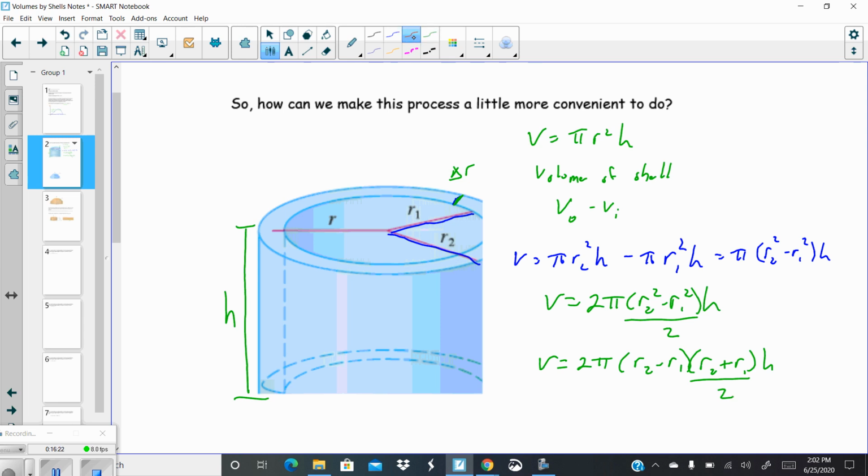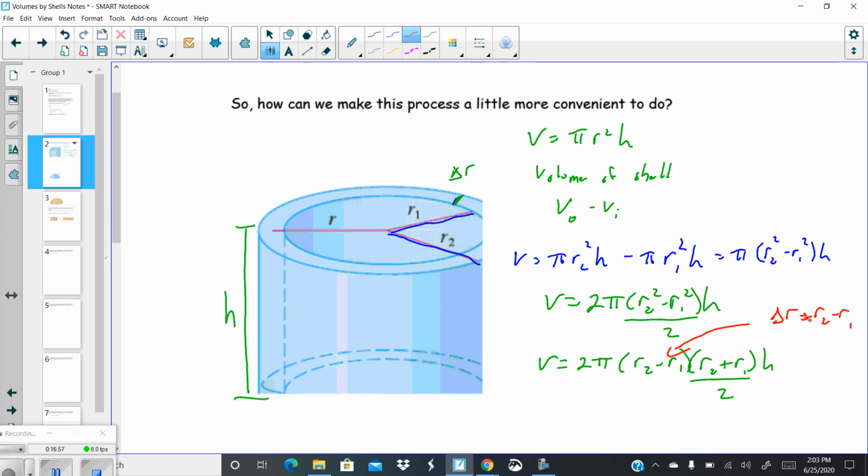Okay, so what is R2 minus R1? What is this part right here? Well, that's just delta R. That is the change of R. That's R2 minus R1. So that's what delta R is. Now R2 plus R1 over 2. Well, if you add two things up and you divide it by 2, it's really just the average. It's the average radius. So in this case, the average radius is just what we're going to call R. It's the midpoint, in other words.